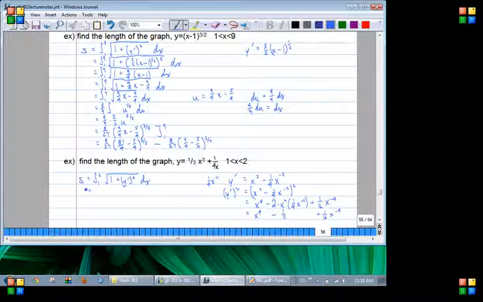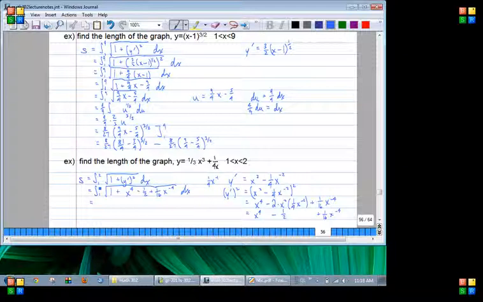Now, I did all that work on the side because I would have found it really irritating to have to write over the entire integral for every step. So I just wanted to do it on the side because I thought it'd be neater. Okay. So now that I know what y prime squared is, one plus this thing, x to the 4th minus a half plus 1/16 x to the negative 4, dx.